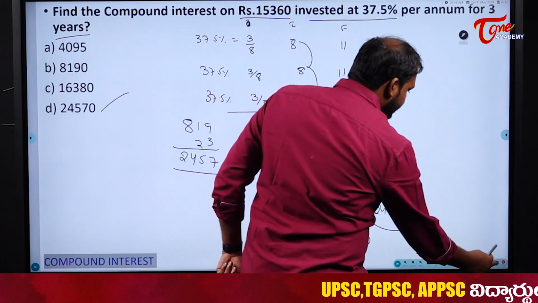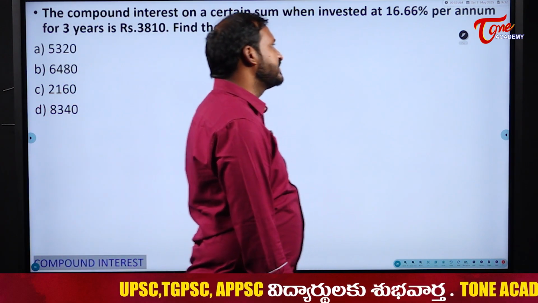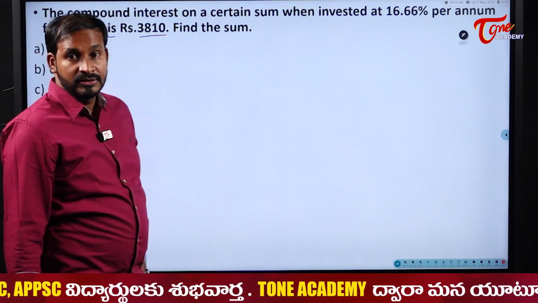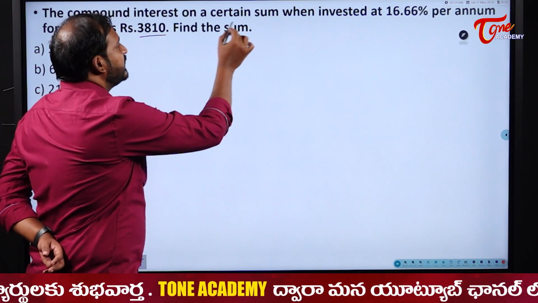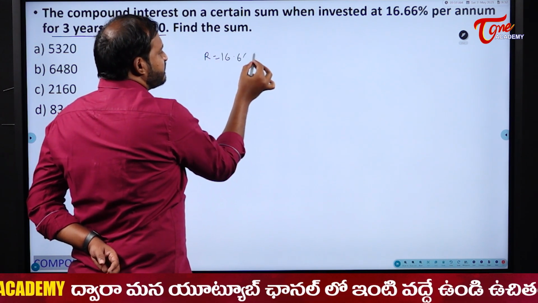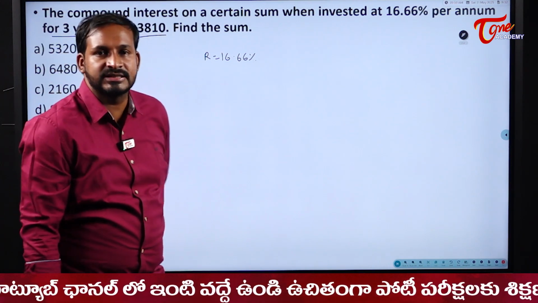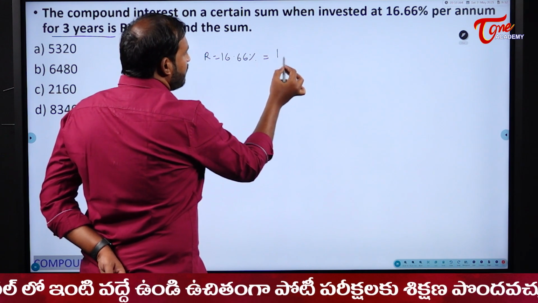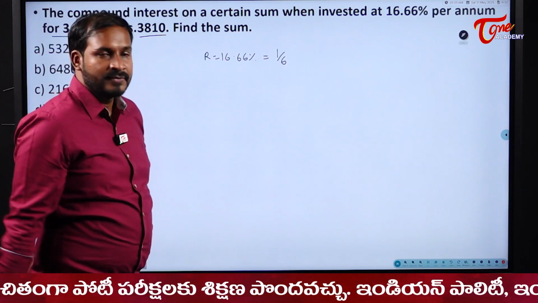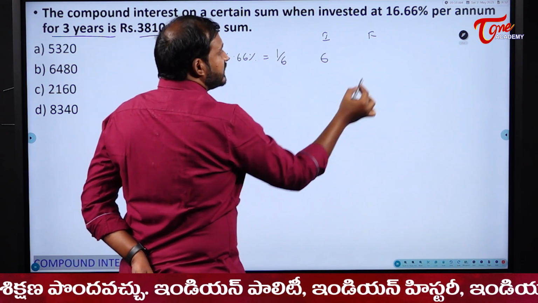See the next one. The compound interest on a certain sum when invested at 16.66% for 3 years is 3810. See here, what rate of interest have they given us? 16.66%. Already we discussed 16.66% means we can write it as 1 by 6. 16.66% for how many years? 3 years. So that means first year, initial and final. First, if it is 6, it becomes how much?